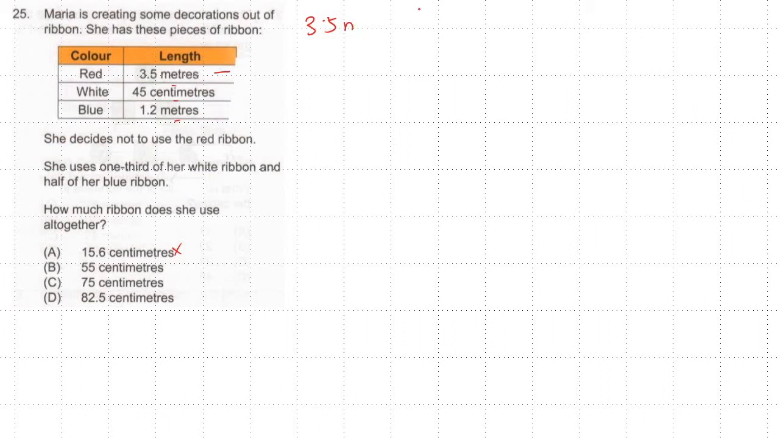3.5 meter. Change to centimeter is what? Times 100, then it becomes centimeter, right? And 3.5 times 100 is what? 1, 2, because there are 2 zeros there. So it becomes 350 centimeter.